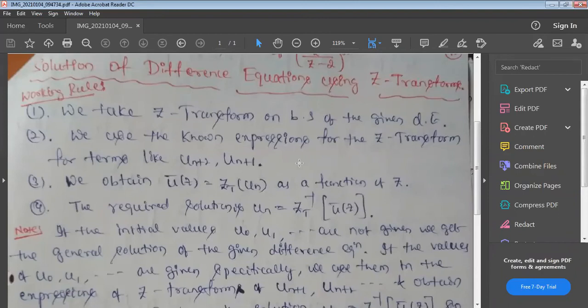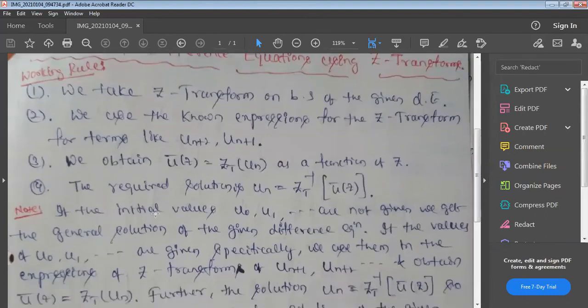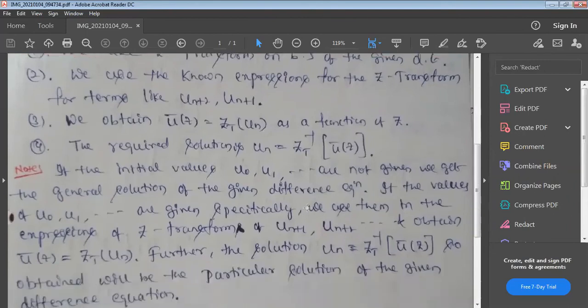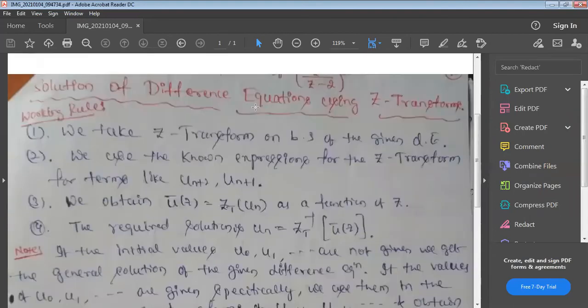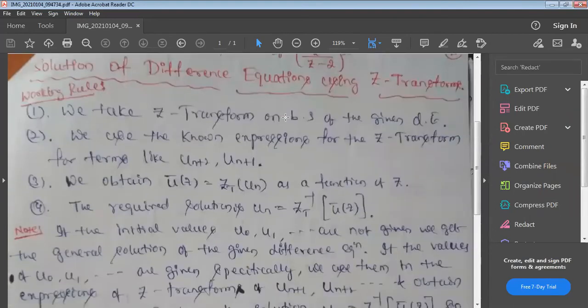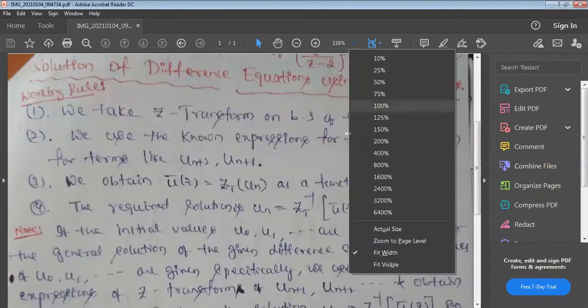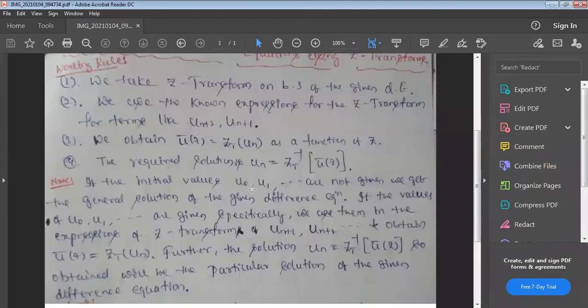So the procedure is exactly the same as solving a difference equation by using Laplace, but here we solve the difference equation by using Z transform. If the initial values u0, u1, etc. are not given, you'll get a general solution. If the values are given, you're going to get the particular solution of the problem. That's all there is to it. So this is the working rule to solve a problem on difference equations using Z transformations.